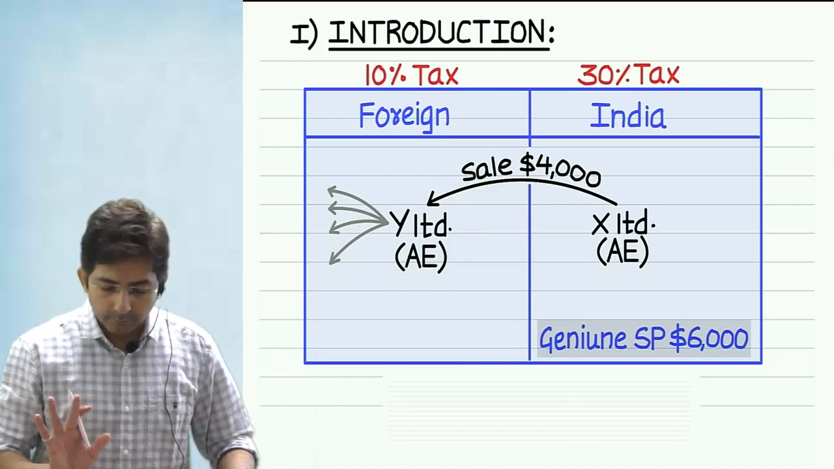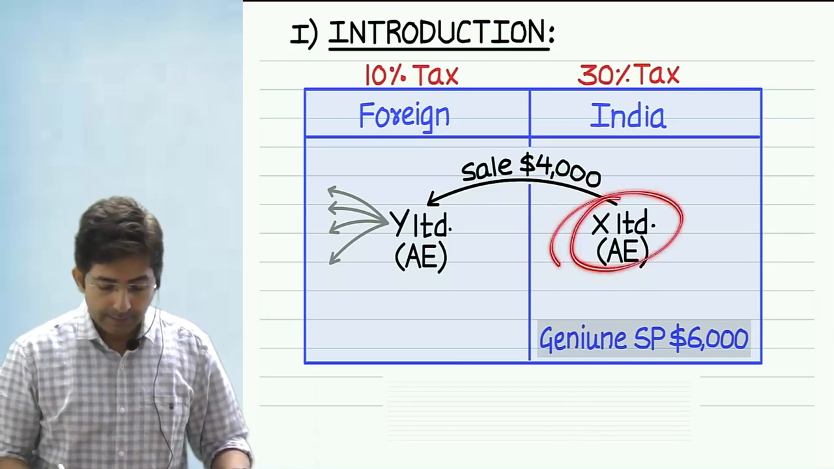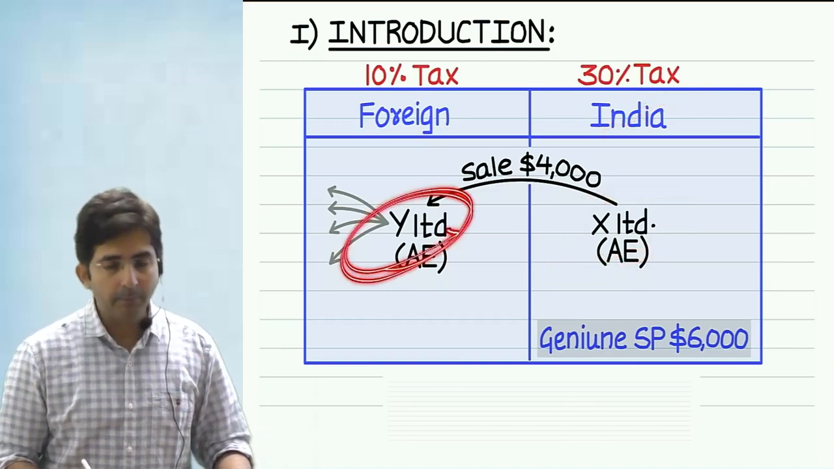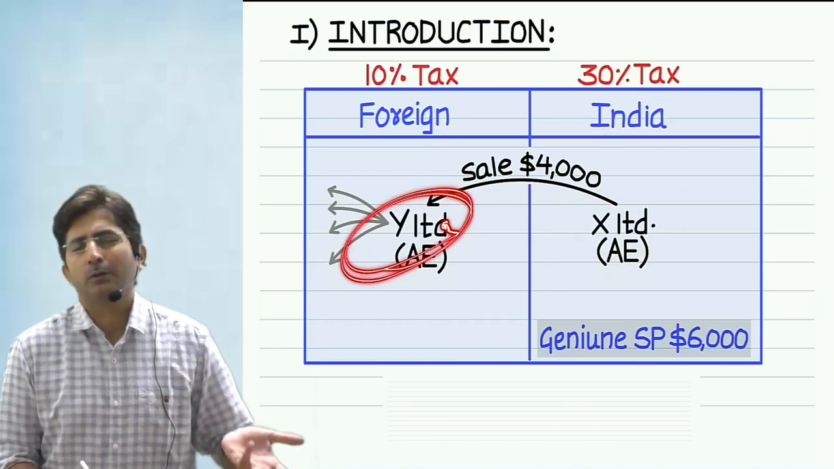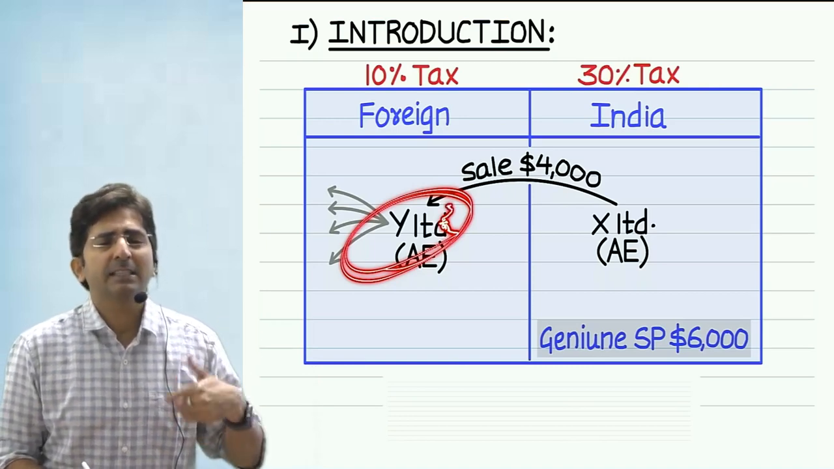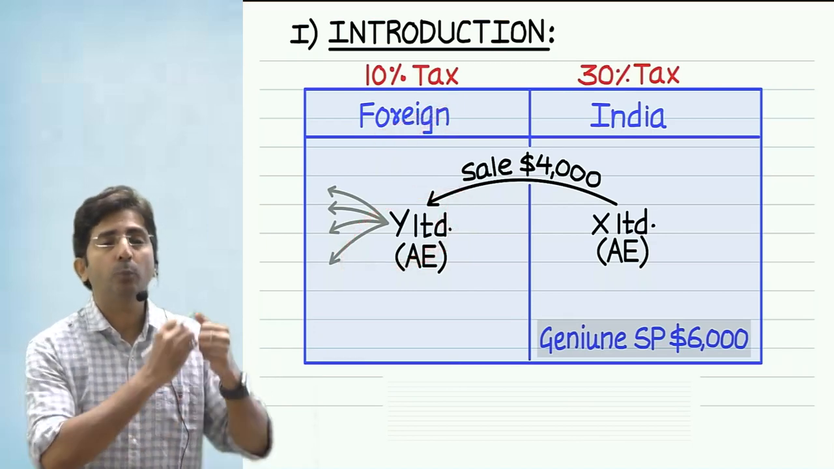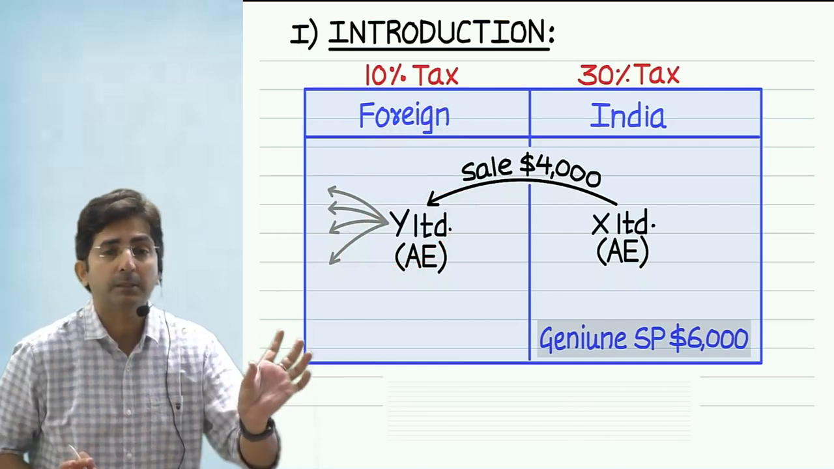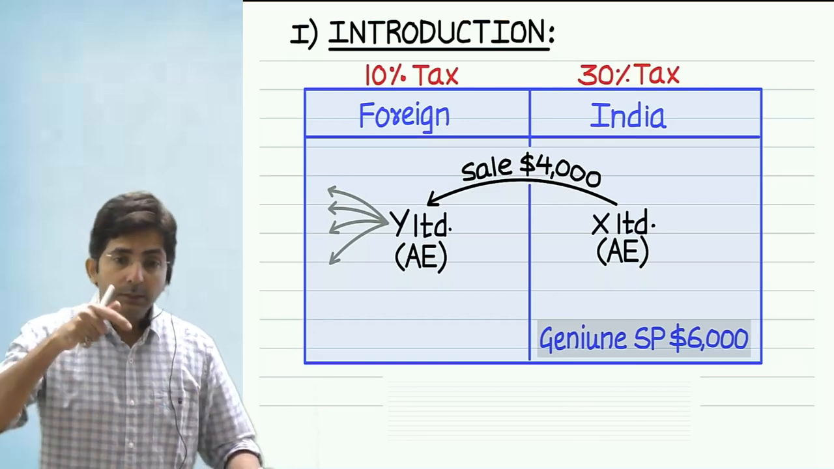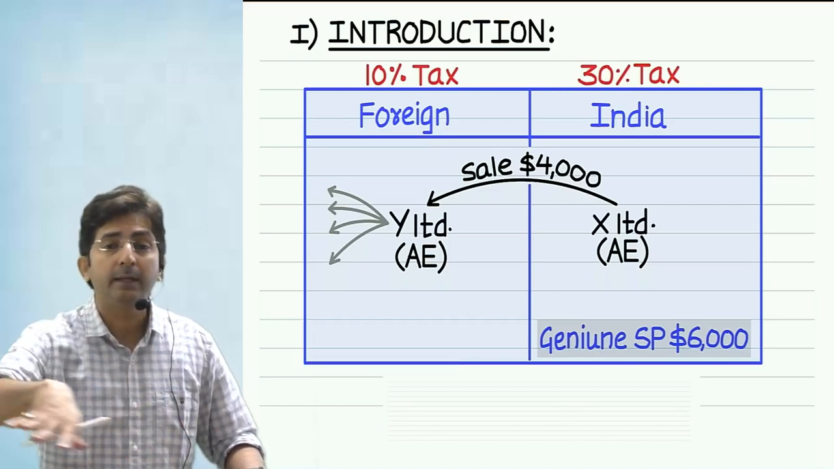So in short, I have explained the cheating part. What cheating part? That X Limited can reduce the profit and save 30% tax. On the other hand, Y Limited's profit will increase, but we are not bothered. Why not bothered? Because even if its tax increases, it will increase by only 10%. And that 10% tax, whether you pay in a foreign country or wherever, you have to pay additionally 10%. But in India, you can save 30%. So there is an advantage of 20%. This is the common practice adopted by all the multinational companies.